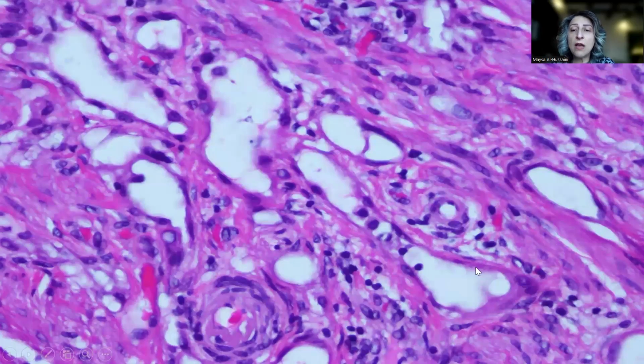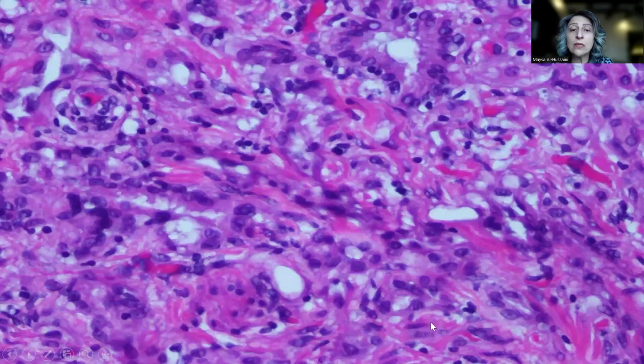On further high power magnification, these are the slit-like spaces lined by somewhat hobnailed cells, and here as well with the hobnailing, and again another example. And importantly, these slit-like spaces dissect in between the fibers of the wall of the fallopian tube, but there was no evidence of pleomorphism or mitosis.